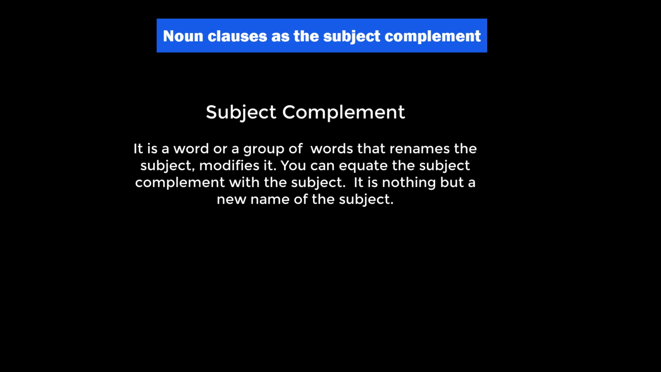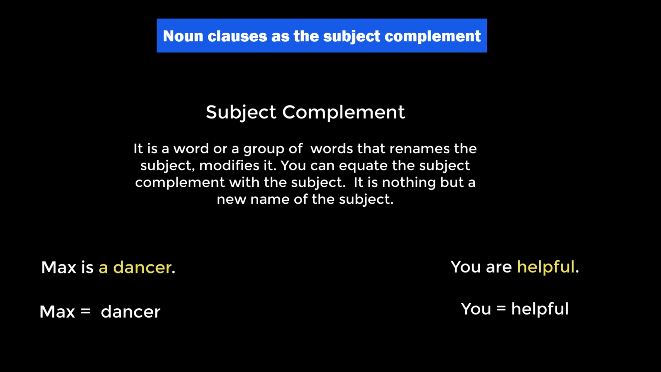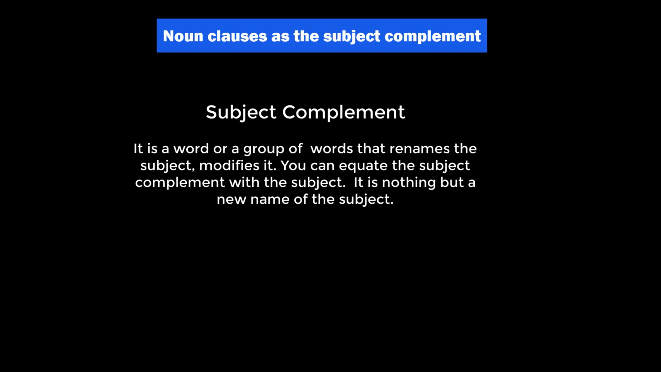Alright, so now let us take some examples of noun clauses working as the subject complement. Before we take some examples, let me tell you, a subject complement is nothing but a word or maybe a group of words that gives information about the subject, that renames the subject. So you can equate the subject complement with the subject. It is nothing but the same thing. Now let us take some examples.